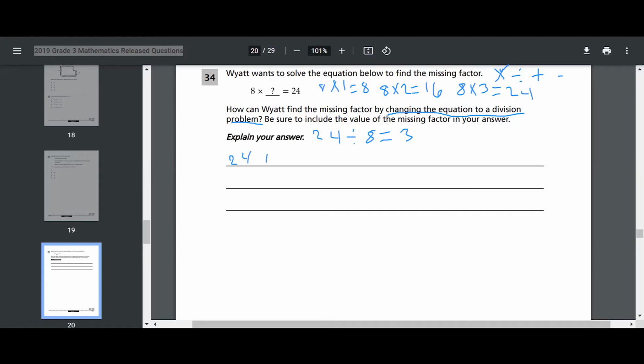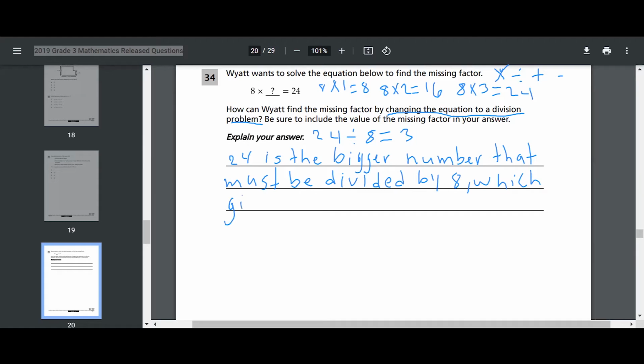24 is the bigger number that must be divided by 8, which gives us the answer 3.